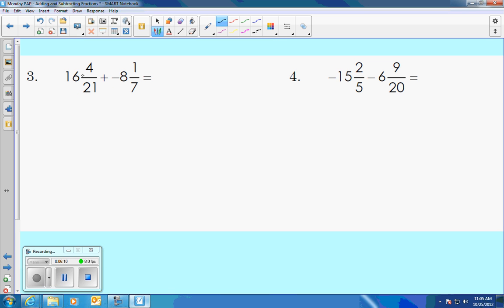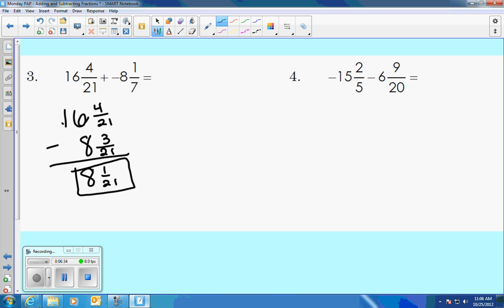On the next one, positives and negatives. I have more positives than negatives, so that lucks out for me. 21 is my common denominator, so that one does not need to change. However, this one needs to be multiplied by 3. 16 minus 8 is 8. 4 minus 3 is 1. More positives than negatives. My answer is positive.